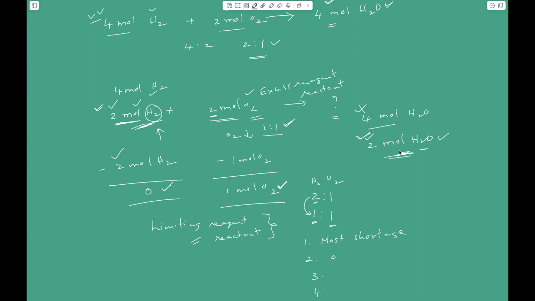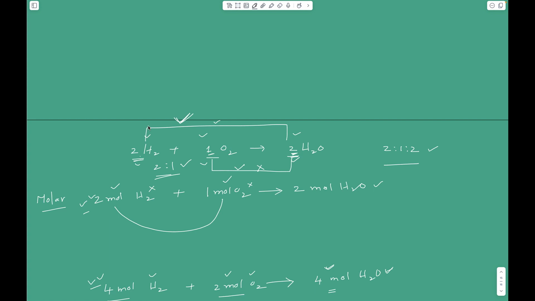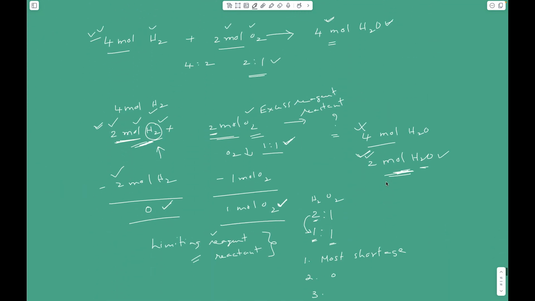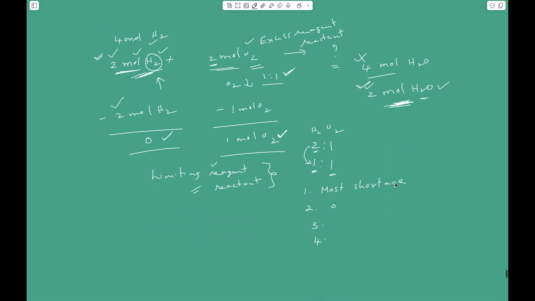And finally, to estimate the amount of product formed, you have to identify the limiting reagent and use the relationship between the limiting reagent and the product. In this case, the limiting reagent is hydrogen, and we used the relationship between the number of moles of hydrogen and the number of moles of water in the balanced chemical equation to estimate the amount of water, because it is the limiting reagent that imposes a restriction on the amount of product formed.